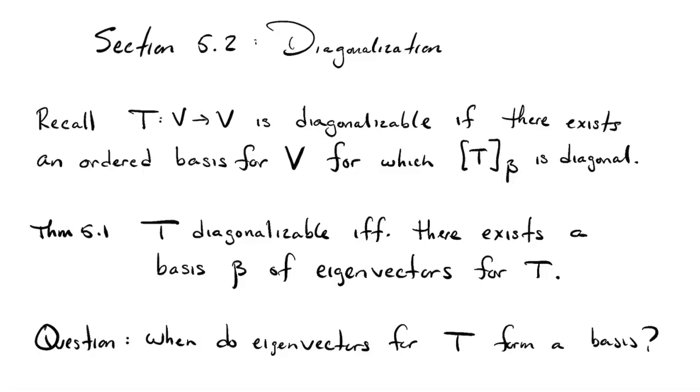All right, welcome back to linear algebra. In section 5.2, we're going to keep talking about the conditions under which a matrix for a linear operator is diagonal, when you can do that. So diagonalizing a linear operator.